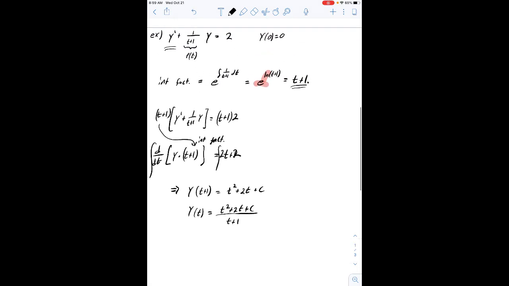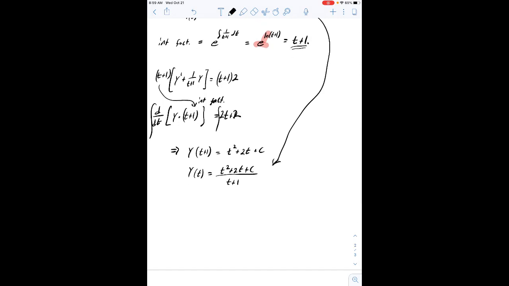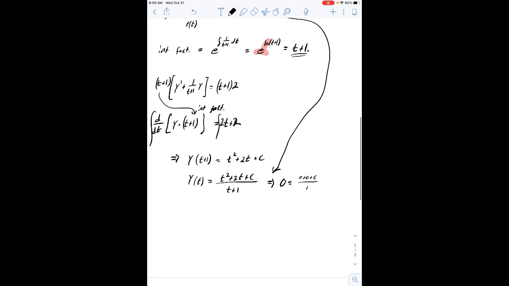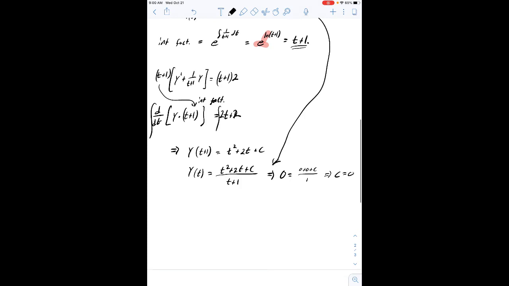Okay, so now we plug in our initial conditions from up here. Bring that down. So we have 0 equals (0 plus c) all over 1, which then clearly leads to c equals 0. So our specific equation with these initial conditions is just this.